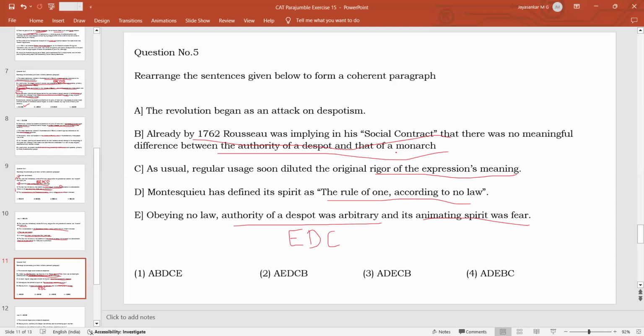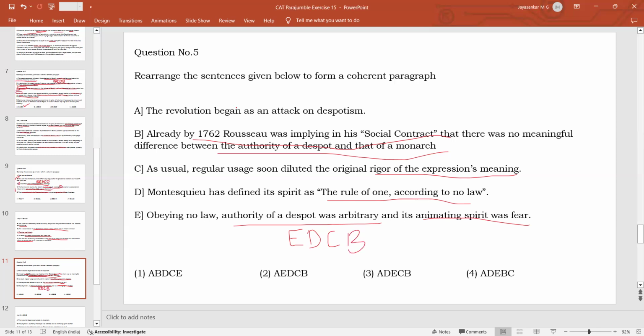So there is a lot of difference between the authority of a despot and that of a monarch, but through regular usage, the expression lost its meaning. This particular expression, the rule of one according to no law. And by 1762, Rousseau was saying that there is no meaningful difference between the authority of a despot and that of a monarch. So EDCB becomes a very good sequence. Now, where to fit in A?